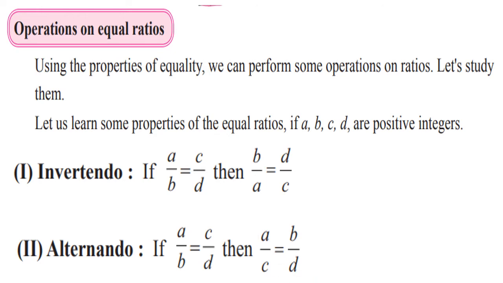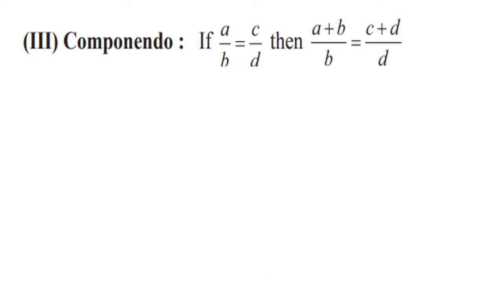Now let's go towards the third property. Third property is called as componendo. So see this word compo and relate it with combine. To combine something means what? To add. Okay, so this word componendo you will relate with addition.